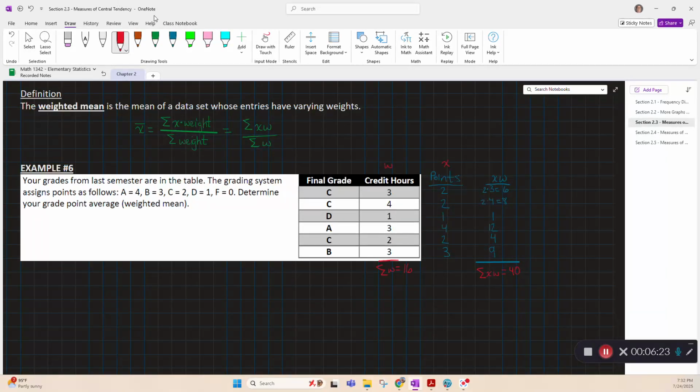Okay. So now all that's left is our formula. So x bar, our GPA, is going to be the sum of the xw's divided by the sum of our w's. So that's going to be 40 divided by 16. It's going to get you a GPA of 2.5.